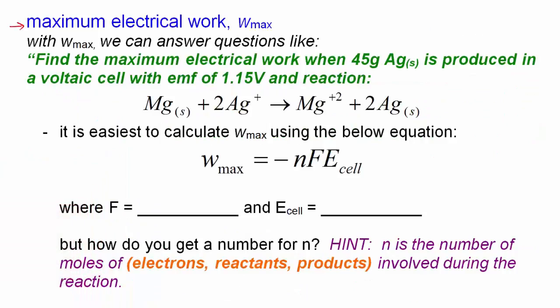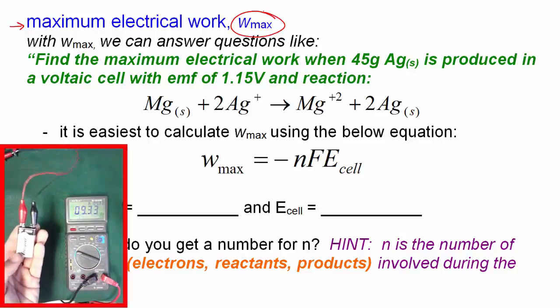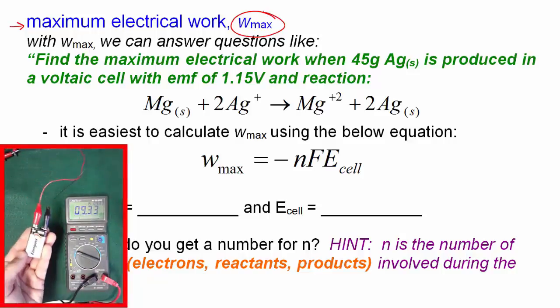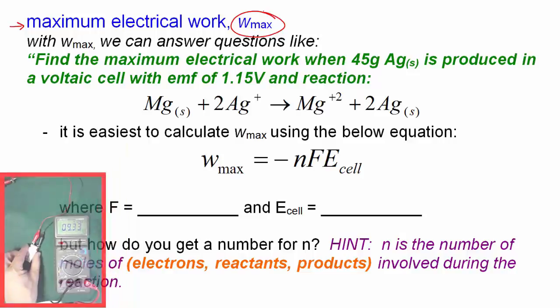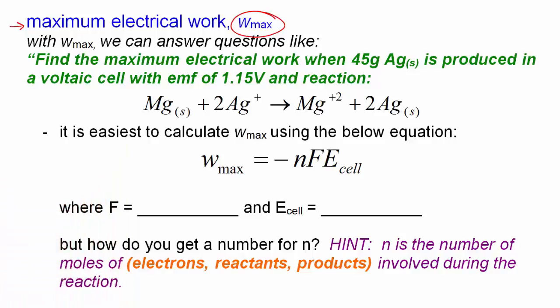Maximum electrical work, symbol Wmax. By knowing Wmax, we can answer questions like, just how much work, how much energy can I get out of this battery? Because energy is work, work is energy. So homework questions are going to look like this. Find the maximum electrical work when 45 grams of silver solid is produced in a voltaic cell with EMF of 1.15 volts, and they give us a reaction.